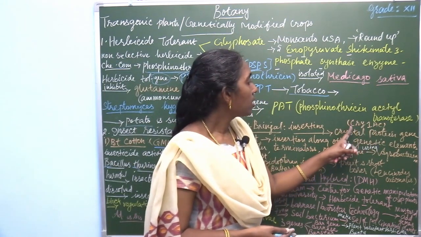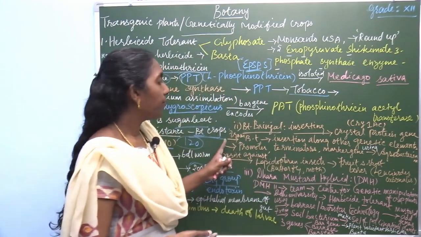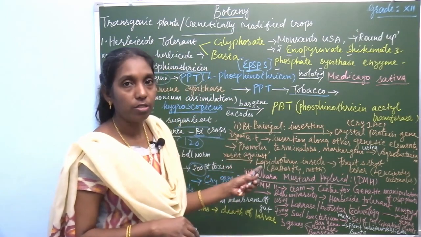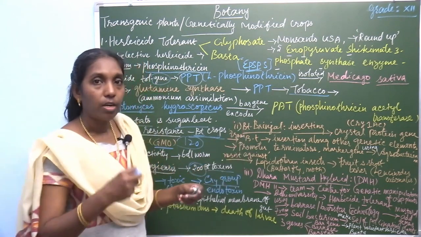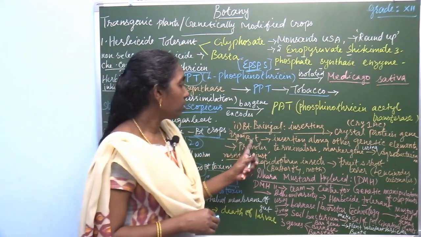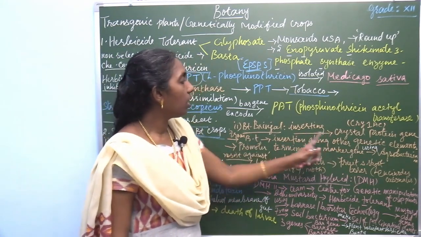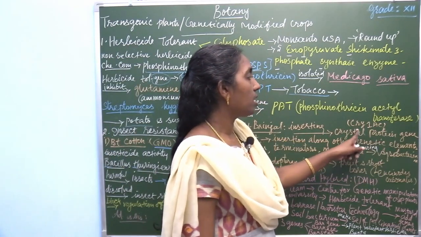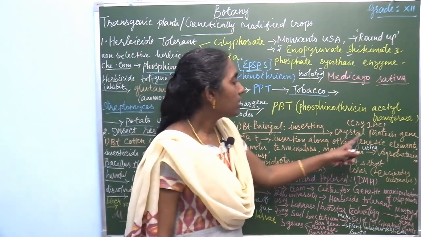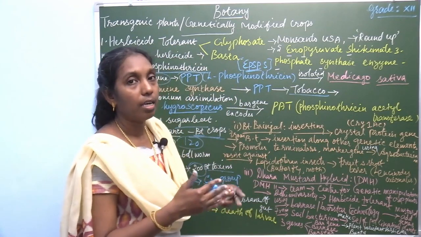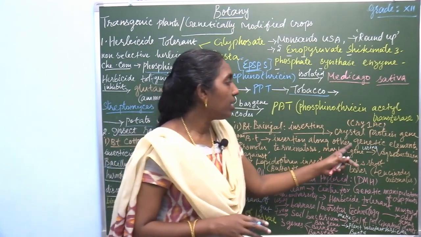The name of the gene is CRY1AC. This is also isolated from Bacillus thuringiensis. BT brinjal and BT cotton are derived from Bacillus thuringiensis. And what is the gene for brinjal? The crystal protein gene called CRY1AC, isolated from Bacillus thuringiensis, is inserted along with genetic elements.